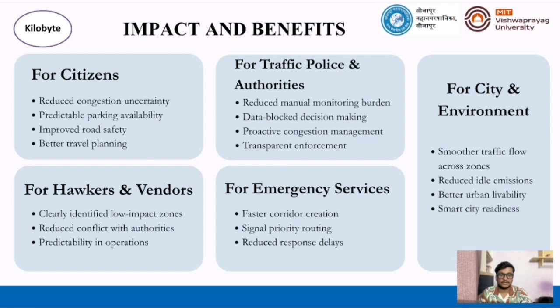For hawkers and vendors, we clearly identify the impact zones, which reduces conflict with authorities and gives better predictability in their daily operation. For emergency services, the system enables faster corridor creation, signal priority routing, and reduces response delay, which can ultimately save lives. Finally, for the city and environment, it ensures smoother traffic flow, reduces idle emissions, improves urban livability, and supports smart city readiness. Overall, our solution creates benefit for citizens, authorities, vendors, emergency services, and the entire urban ecosystem.